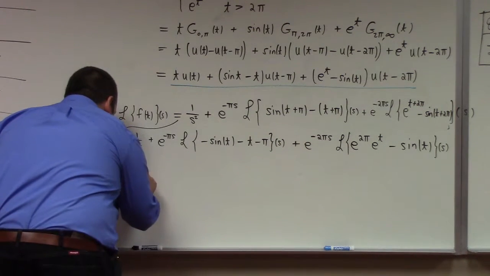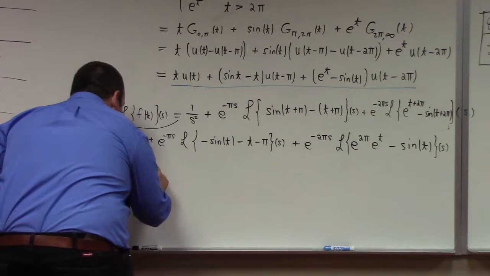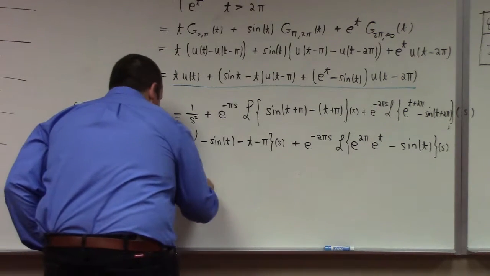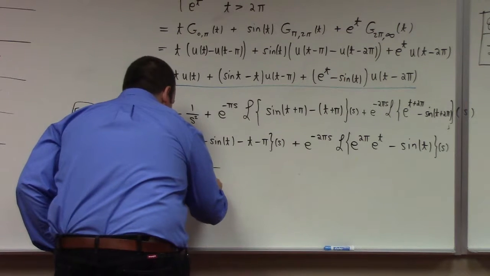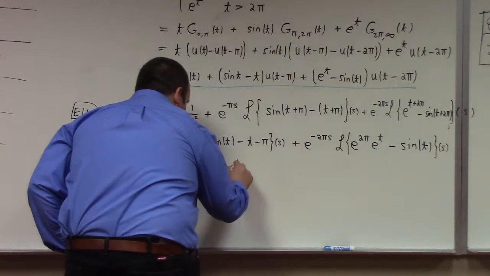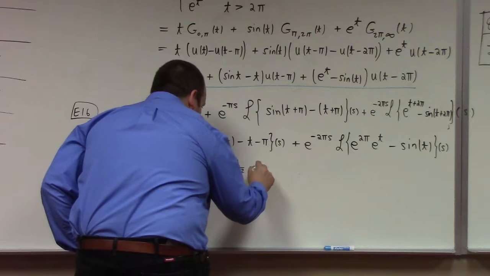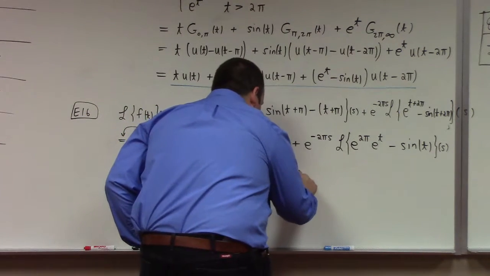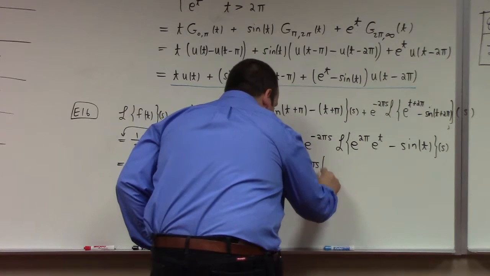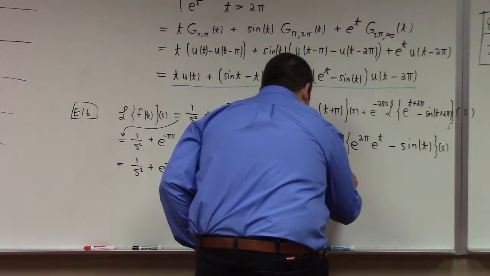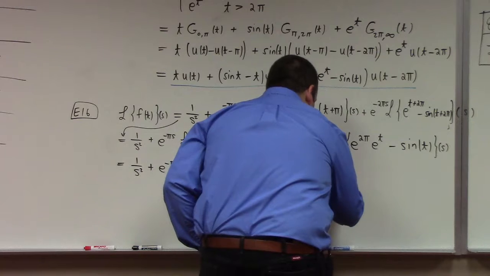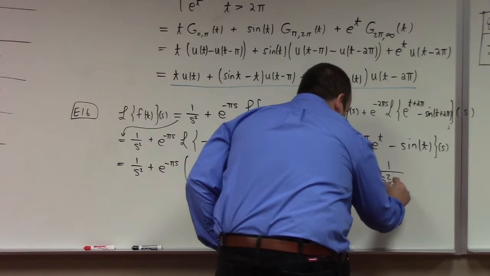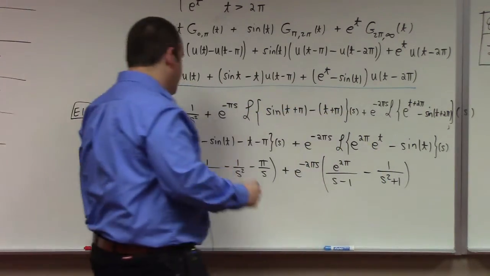So here we go. 1 over s squared plus e to the minus pi s times minus 1 over s squared plus 1 minus 1 over s squared minus pi over s plus e to the minus 2 pi s, e to the 2 pi divided by s minus 1 minus 1 over s squared plus 1. There you go.